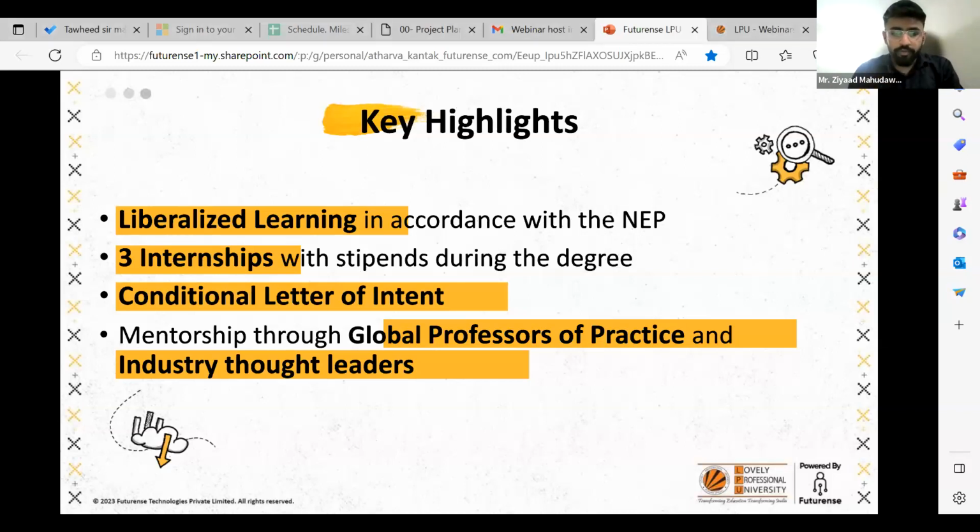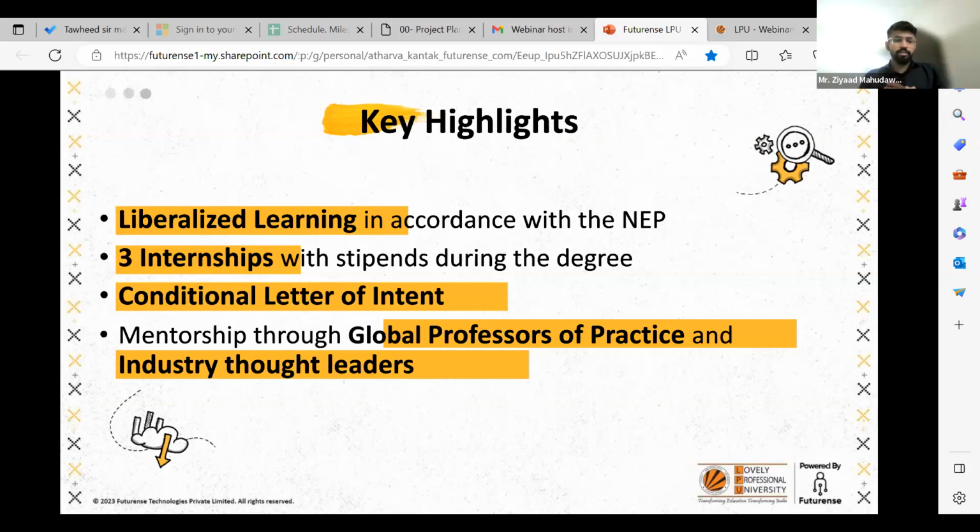So this program of Futurance, which is in tie-up with LPU, is BTech CSE, Artificial Intelligence and Data Engineering. So what are the benefits of this program? The first benefit is that you will get three guaranteed internships. There will be a total of three internships, one after the second year, one after the third year, and one in the second last semester. In these internships, you will be trained on various technologies. You will be working on real-time projects with our training team. You may also be taken to our locations in Bangalore or Delhi. So this is the first benefit.